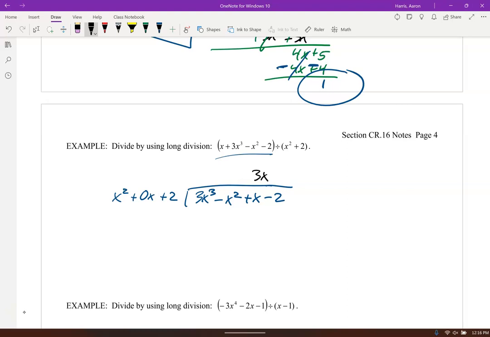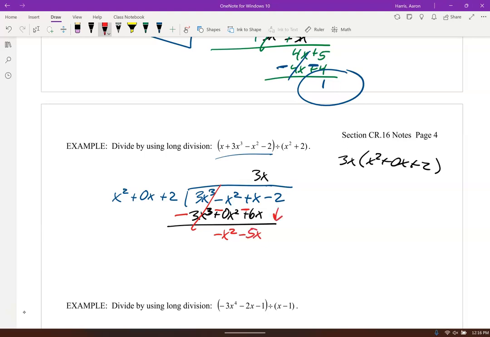Now let's multiply it through. So I'm multiplying 3x times x squared plus 0x plus 2. Right? 3x times x squared, 3x cubed. 3x times 0x is 0x squared. 3x times 2 is 6x. Don't forget to change all those signs. Change, change, change. Gone. Negative x squared minus 0x squared, negative x squared. x minus 6x, negative 5x. Bring down that minus 2.